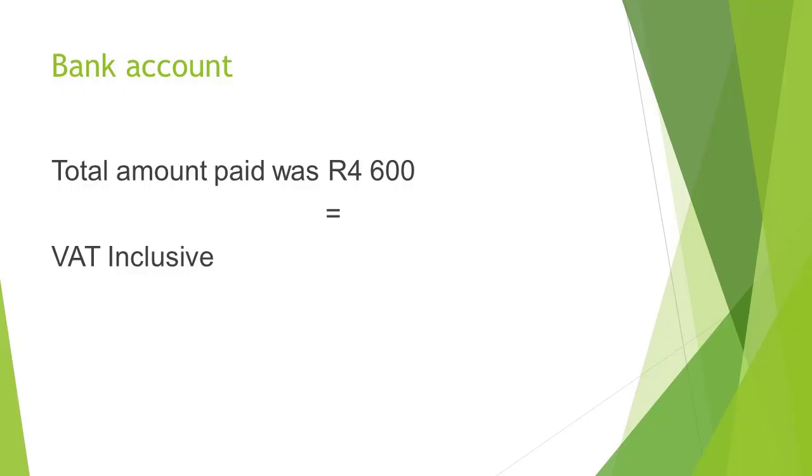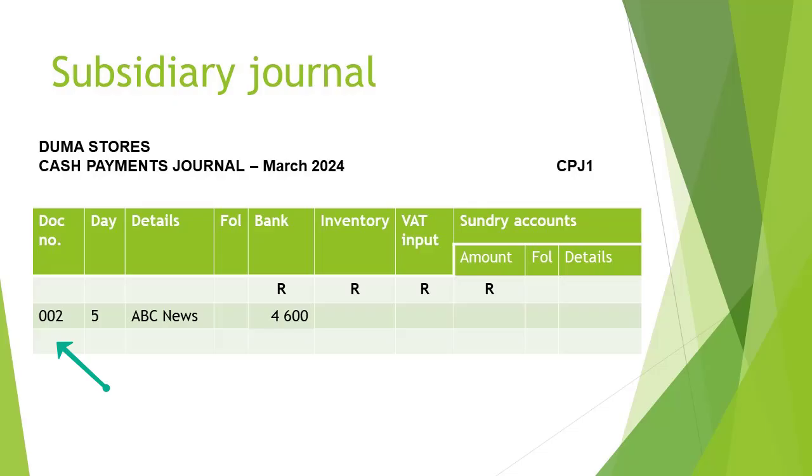If we look at the bank account, the question said the total amount paid from the bank account was R4,600, which is the VAT inclusive amount. We always record the VAT inclusive amount in the bank account for a registered VAT vendor. In the question, it showed the document number as payment 002, therefore we write 002 in the document number column. The transaction took place on the 5th, therefore we write the date in the day column.